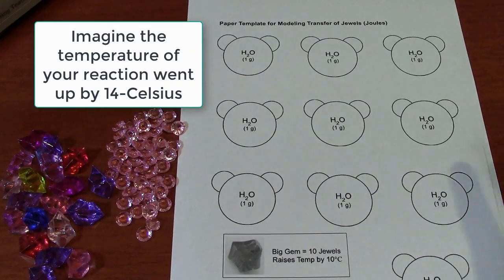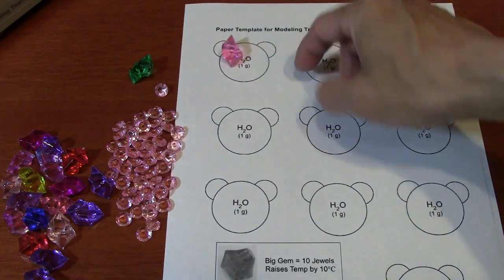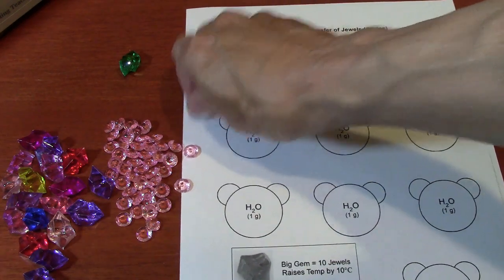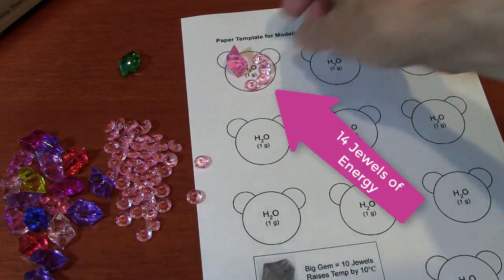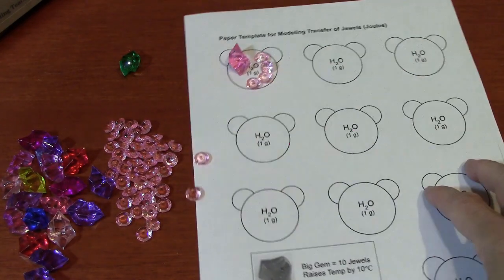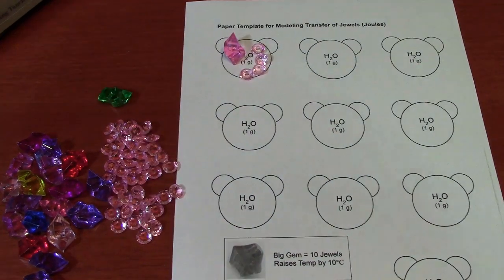If, for example, the temperature went up by 14 degrees, then I need to give this gram of water 14 joules, which is 1 big gem and 4 small gems. 14 joules, 14 degree rise in temperature.